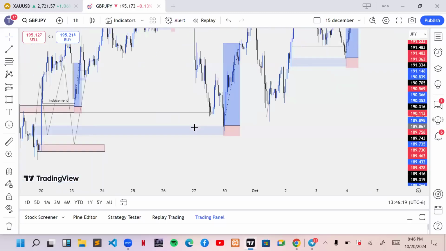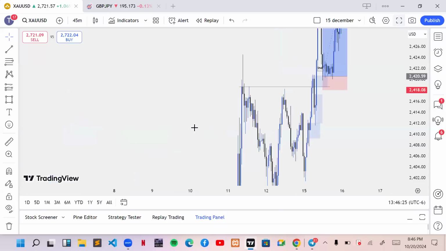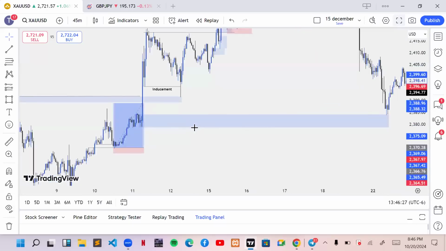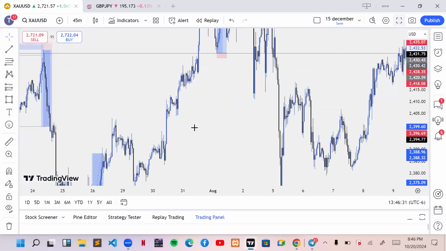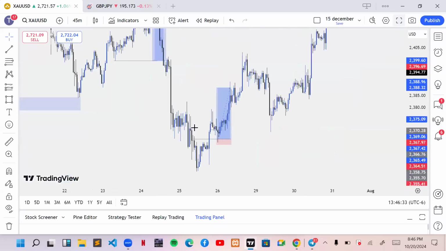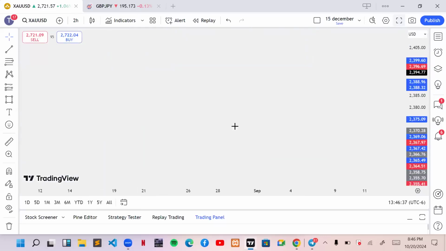Let me see if I have a trade with an order block. Let me show you so you know when to use an order block. This is also a breaker block trade.